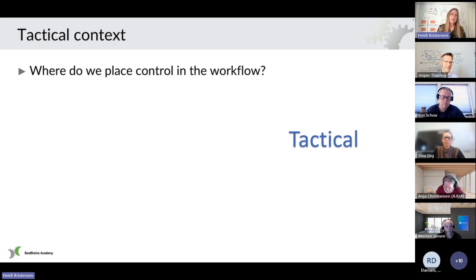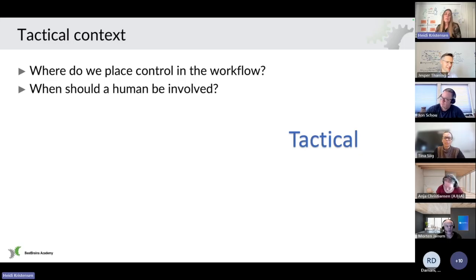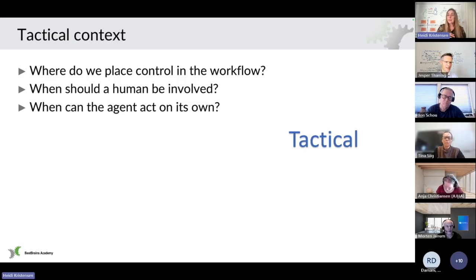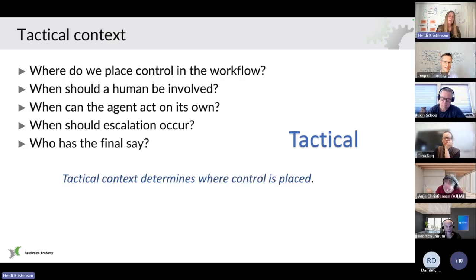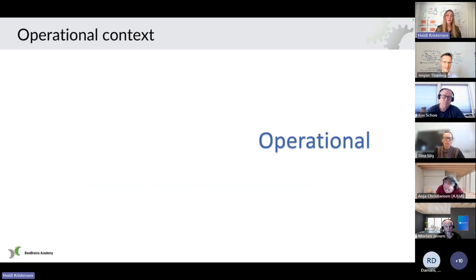And then more on the tactical context: where do we place the control? When should we be involved as humans? When is it okay for an agent to act on its own? And when should escalation occur? And who has the final say in which cases? This is where we really look at the tactical level, at where we place control, so that we can get more and more benefits out of all of this.